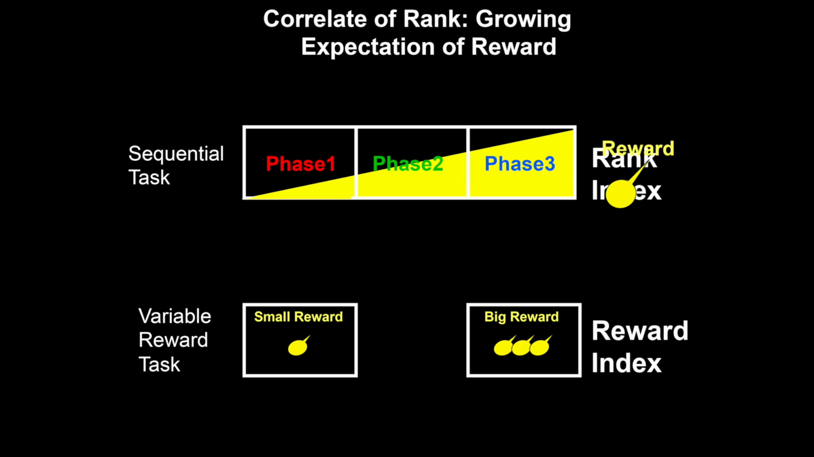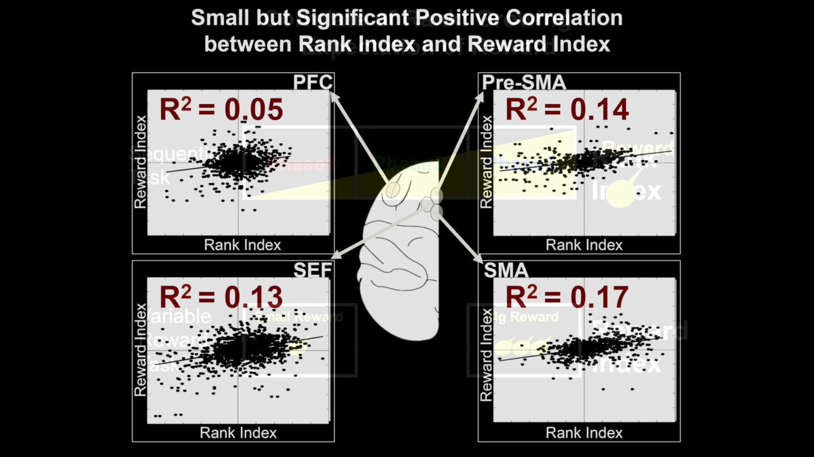So given the cue at the beginning of the trial, the monkey knew at the outset whether he would receive a small reward, 1 drop of juice, or a big reward, 3 drops of juice. Therefore, we can study neuronal selectivity for the expectation of reward, and by computing the rank index and the reward index, yet again, we can measure how much of the rank index we can attribute to the neuronal selectivity to the growing expectation of reward.